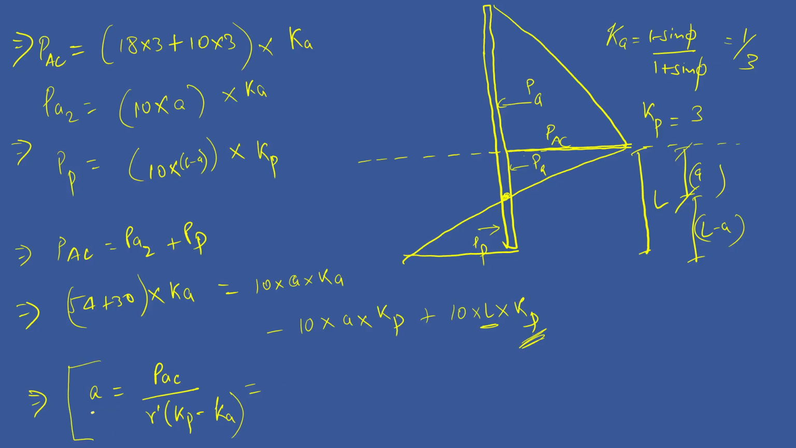So for calculation of A, where the point of zero pressure is, you need to calculate PAC. So PAC is basically your 18 into 3, which is 54, plus 30 into Ka, which is 1 by 3, then your gamma dash is 10, then your Kp value is again 3 minus 1 by 3.